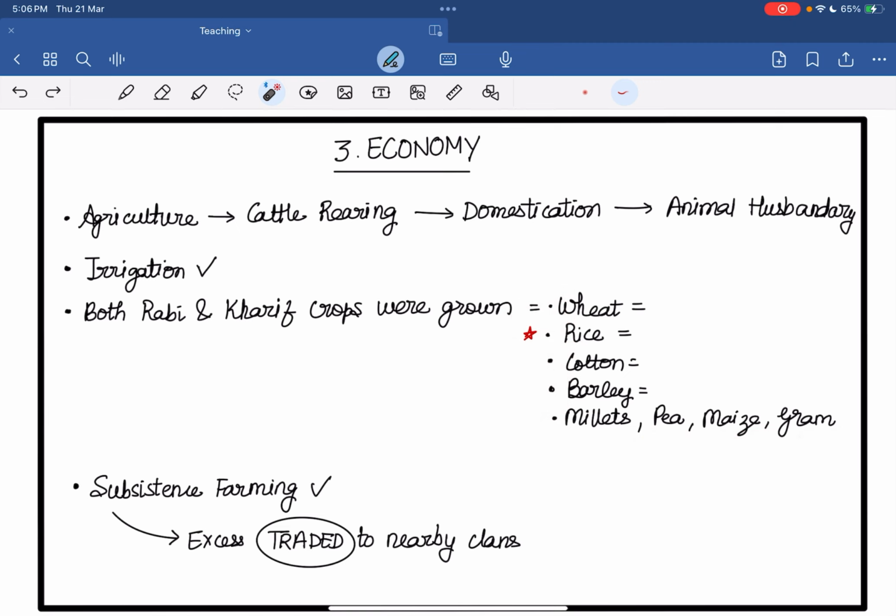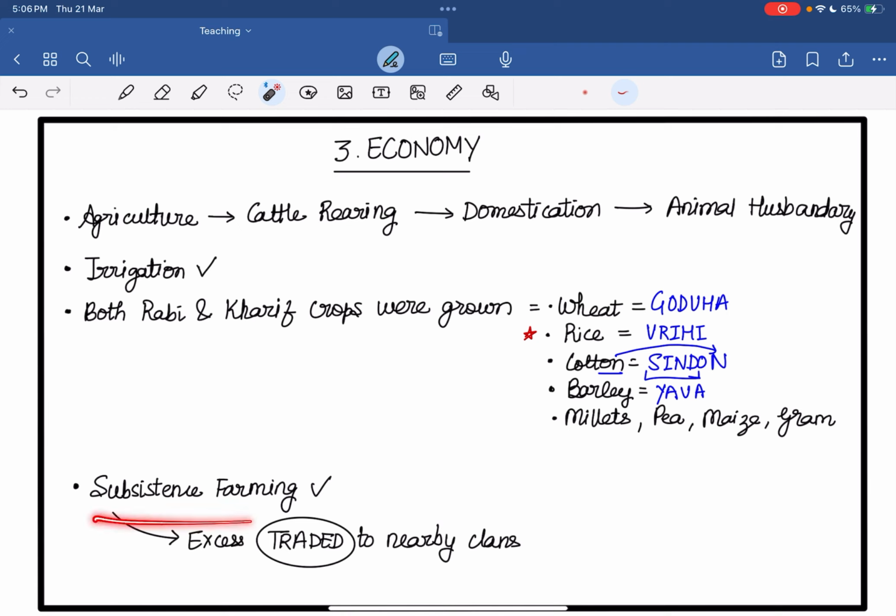Let's look into their EVP names as well. Wheat was called Godoha. Rice was called Vrihi. Cotton was called Sindhu-Dawn. Cotton from Sindh, from the territory of Sindh. That is why it was named so, cotton from the territory of Sindh. Barley was called Yawa. And millets, pea, maize, gram.